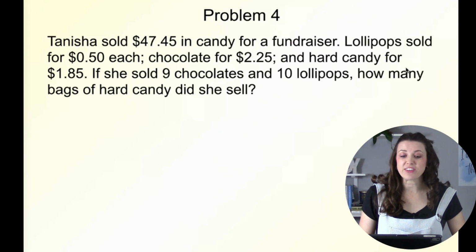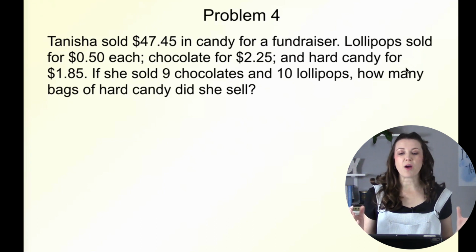Tanisha sold $47.45 in candy for a fundraiser. Lollipops sold for 50 cents each, chocolates for $2.25, and hard candy for $1.85. If she sold 9 chocolates and 10 lollipops, how many bags of hard candy did she sell?